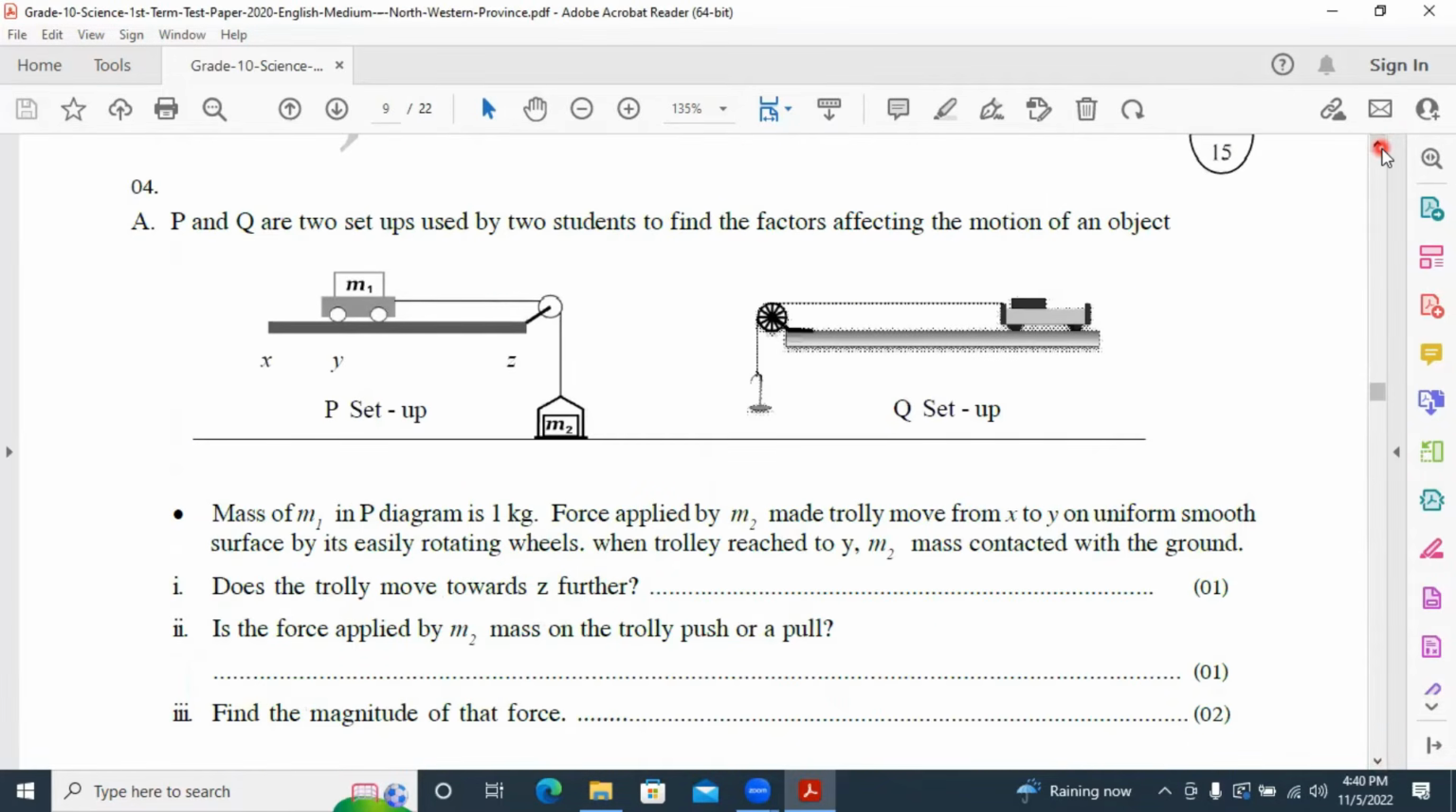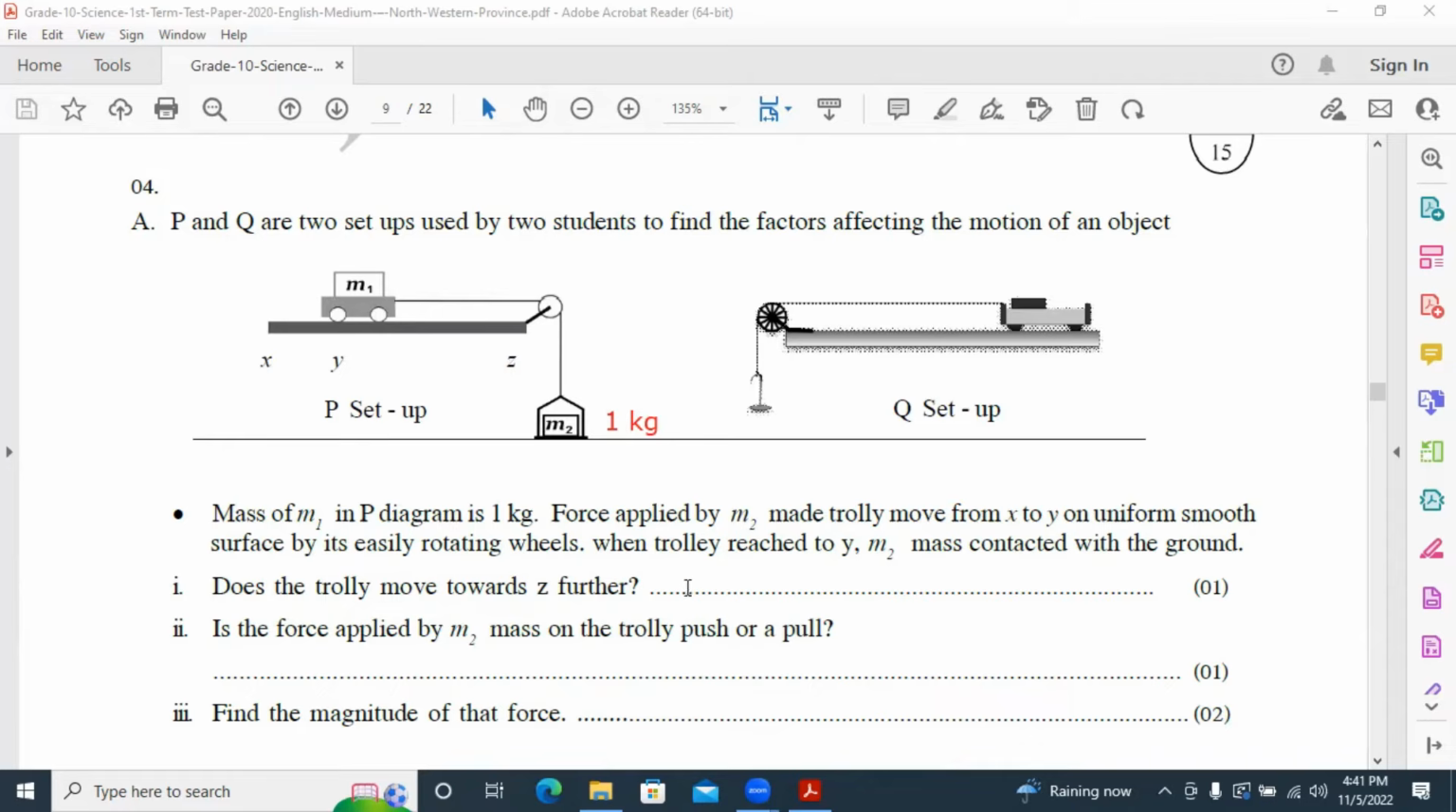Question number 4. P and Q are two setups used by two students to find the factors affecting the motion of an object. Mass of M1 in the P diagram is 1 kg. Force applied by the M2 mass moves the trolley from X to Y on a uniform smooth surface with easily rotating wheels. When the trolley reaches Y, the M2 mass contacts the ground. Here M2 can also be taken as 1 kg. It has not been given, so we have to take it as 1 kg.